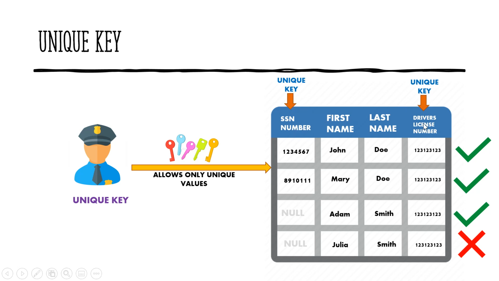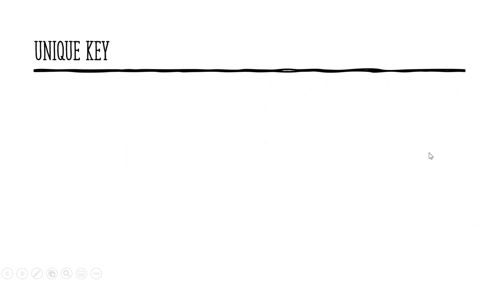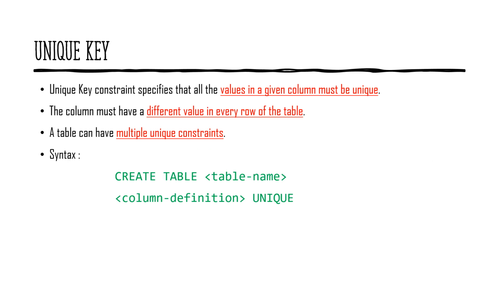And here we can define as many unique keys as we want in our table. This column is a good example to have another unique key on, which is the driver's license number, which would avoid us the duplication of this particular data. So let's see how the unique key works in action.